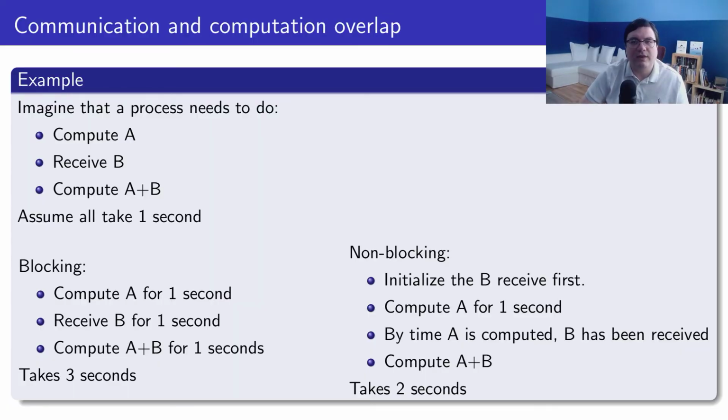Non-blocking communication enables posting multiple communications at the same time, or reusing the communication time to perform some computation. Maybe a process needs to compute a piece of data A and receive a piece of data B. Then A and B are combined. With blocking communications, one could flip the order of A and B, but they would still need to be done one at a time, and it would take 3 seconds.